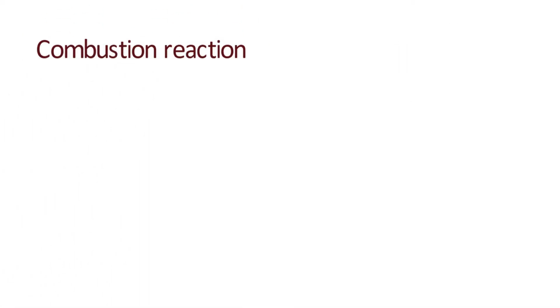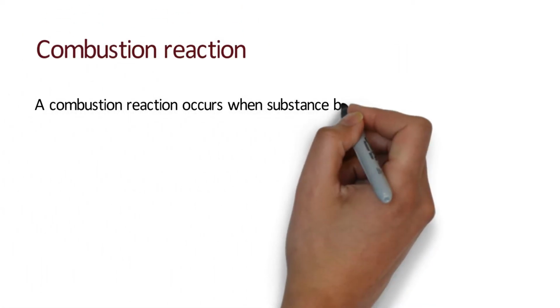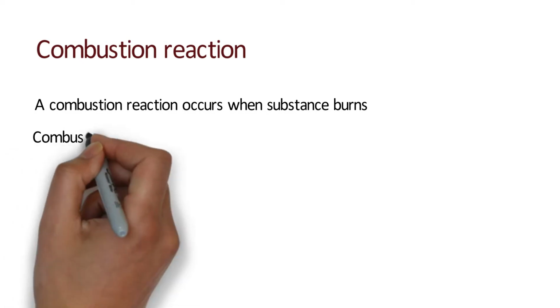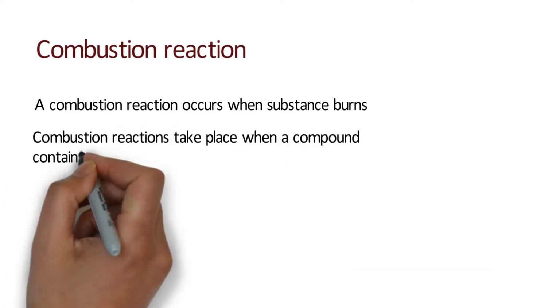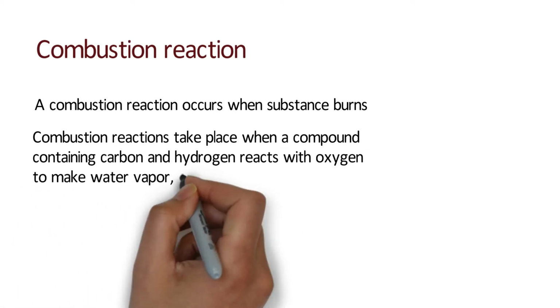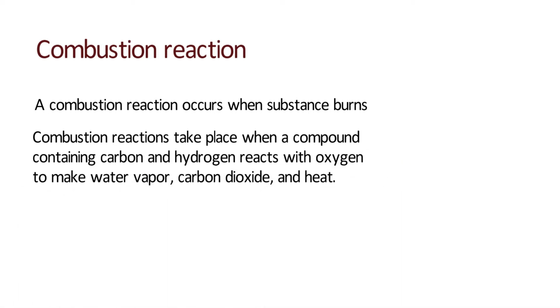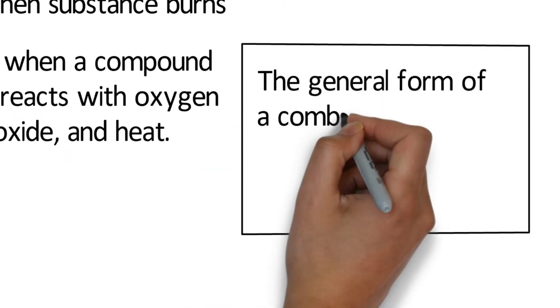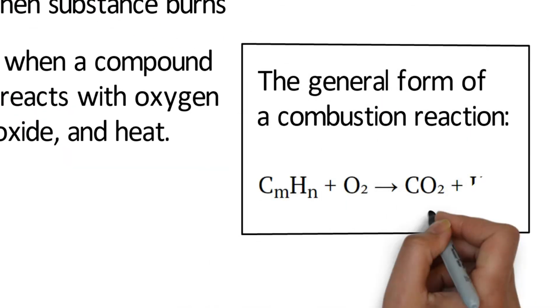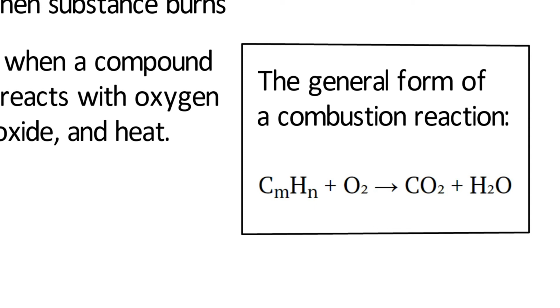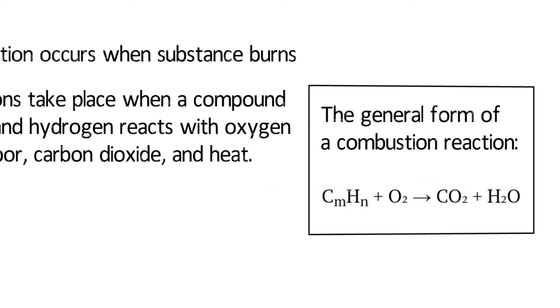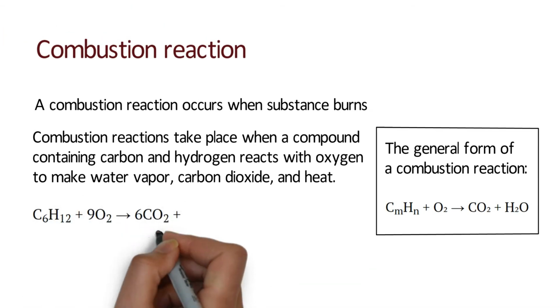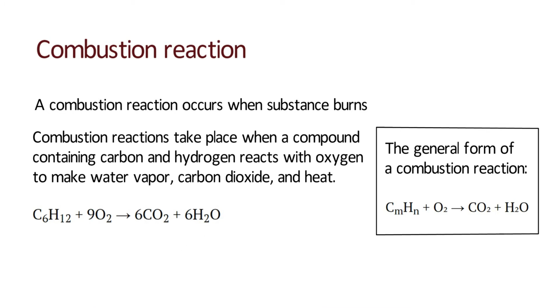Combustion reaction. A combustion reaction is happening when a substance burns. Combustion reactions take place when a compound containing carbon and hydrogen reacts with oxygen to make water vapor, carbon dioxide, and heat. The general form of a combustion reaction is a hydrocarbon reacts with oxygen to produce carbon dioxide and water. One example of this sort of reaction is when cyclohexane, which is present in crude oil, burns.